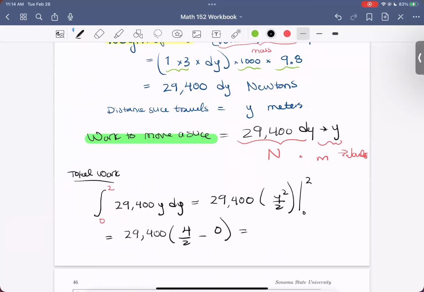Now, when we put that in our calculator, we get something around 58,800 joules. So in the end, the total work needed to move all of the water out of the top of the tank is 58,800 joules. Awesome. Great work going through this example.